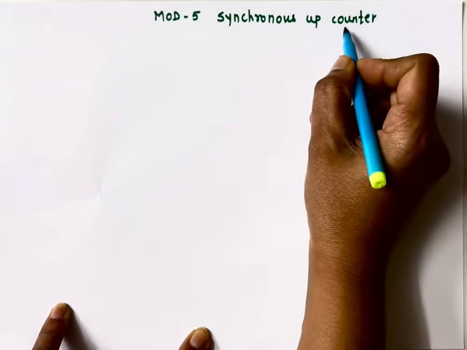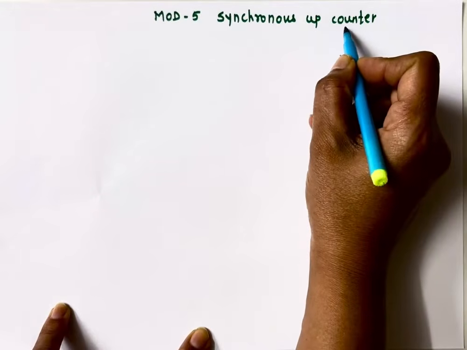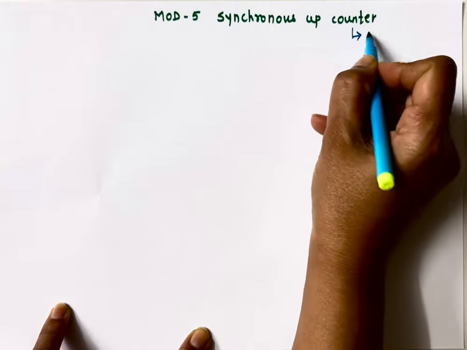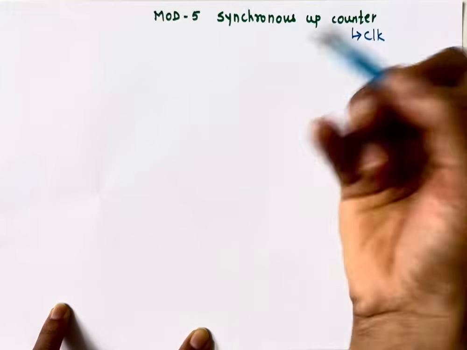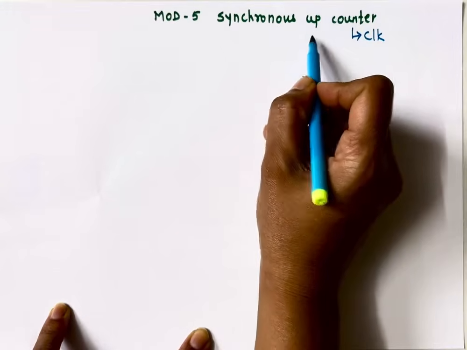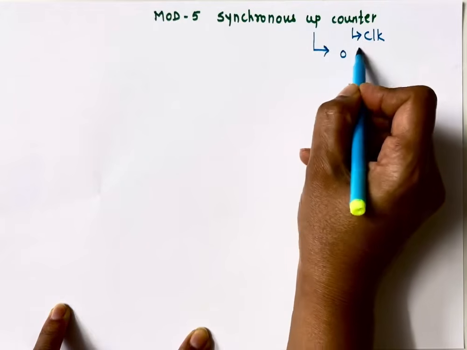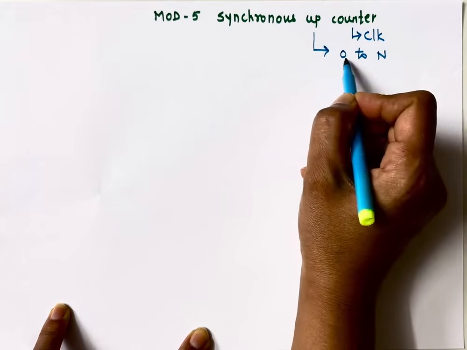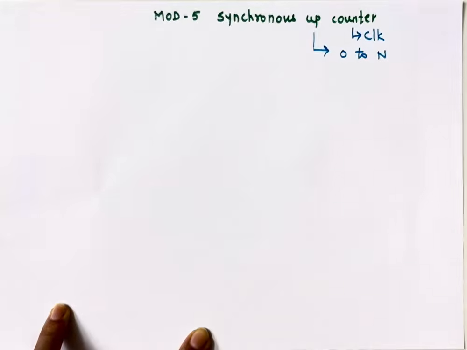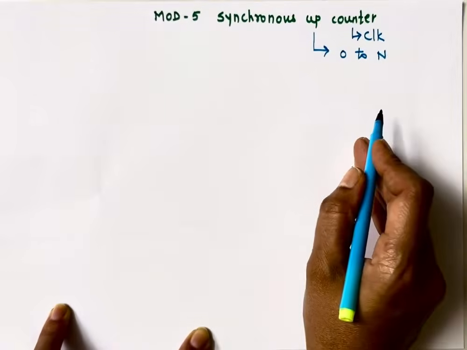So here, counter is a circuit which counts number of clock pulses. So basic use of counter is to count number of clock pulses. This is up counter. It means it counts in upward direction 0 to n. It starts counting from 0 to n. So 0, 1, 2, 3, 4 in this way.